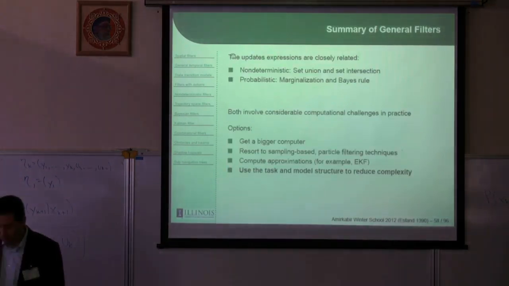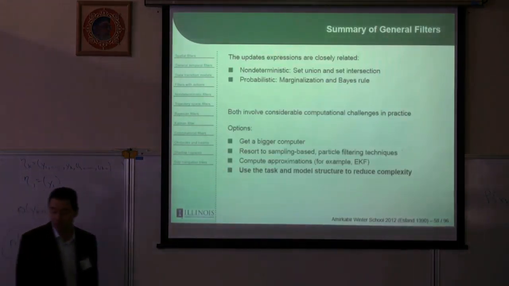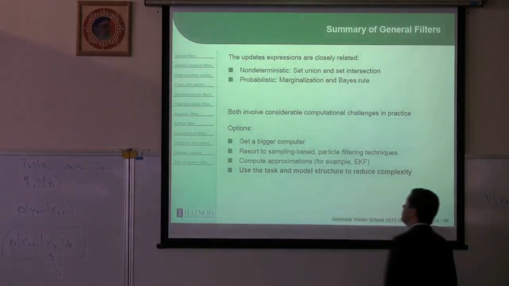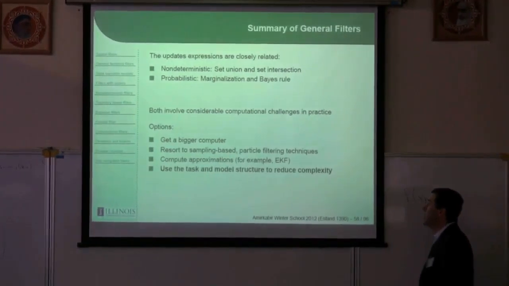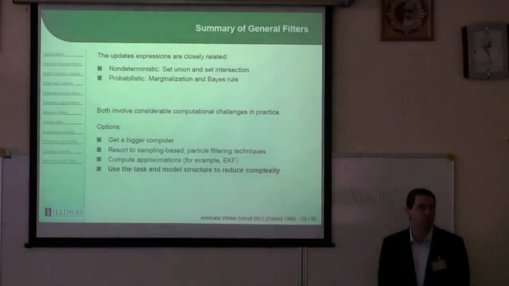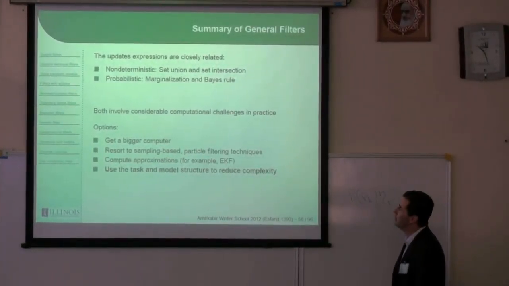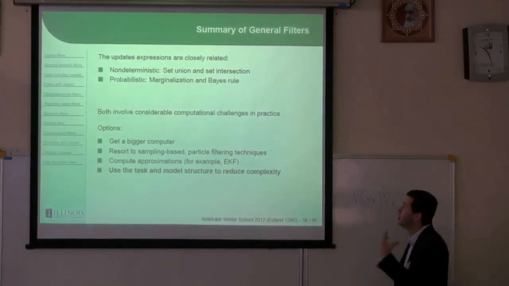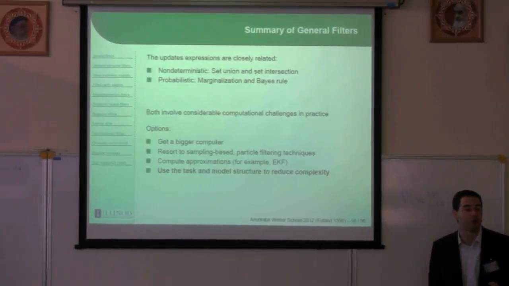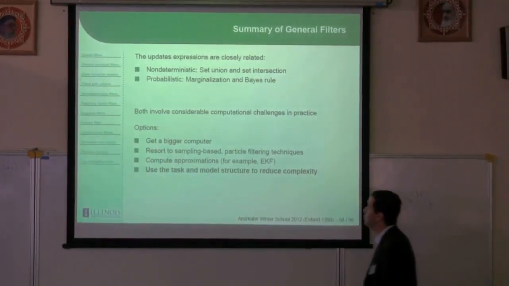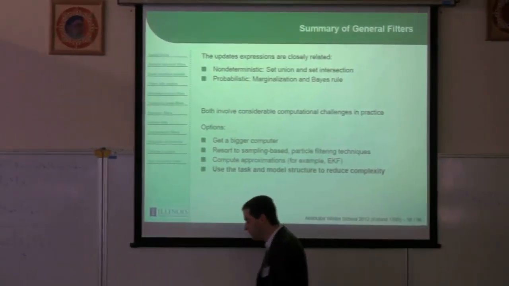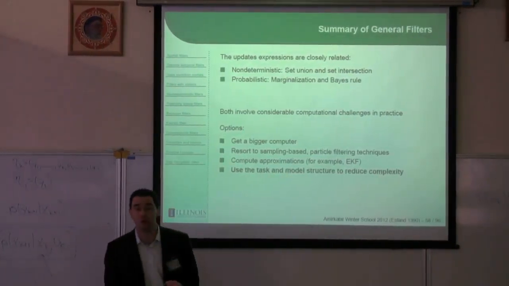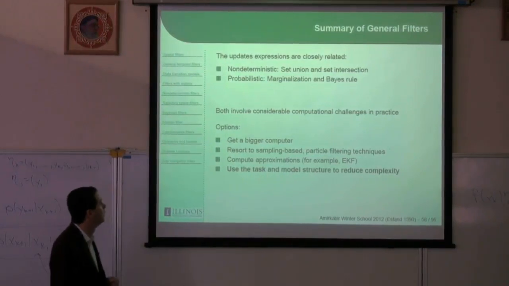All right, so a little summary of these general filters, and then I want to go into some specific combinatorial filters. So remember that in the non-deterministic case, we had set union and set intersection. Those are the two cases that we had. You get set union when you take into account the action, and you get intersection when you take into account the observation. Then we did the Bayesian version, where you get marginalization when you take into account the action, and you get Bayes' rule whenever you take into account the observation.